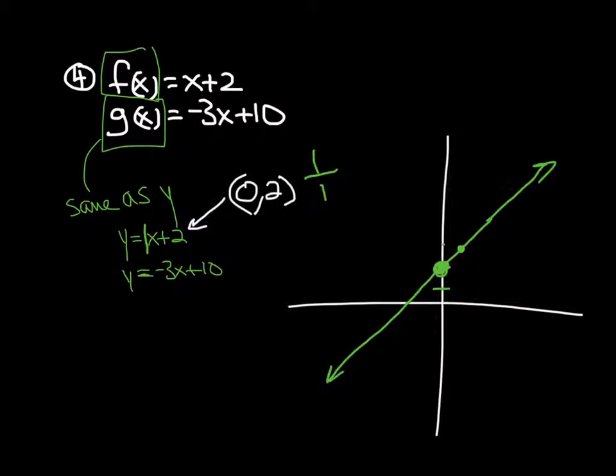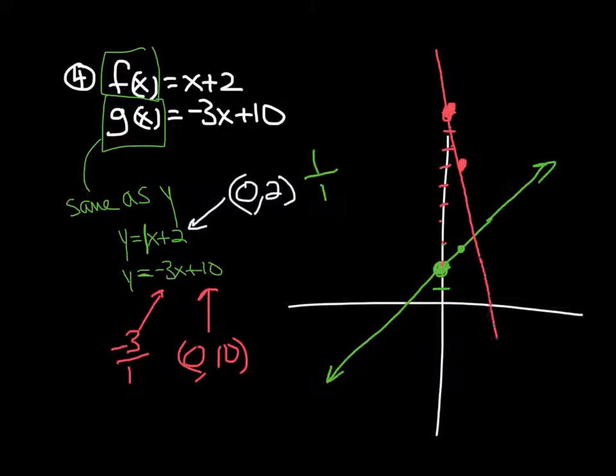And then for the second one, let's do that one in red. We know it goes through 0, 10. And the slope is negative 3 over 1. So 0, 10, 1, 2, 3, 4, 5, 6, 7, 8, 9, 10. So 0, 10 there, and then we're going to go down 3, 1, 2, 3, and then over 1 from that point. So our graph should look like that.